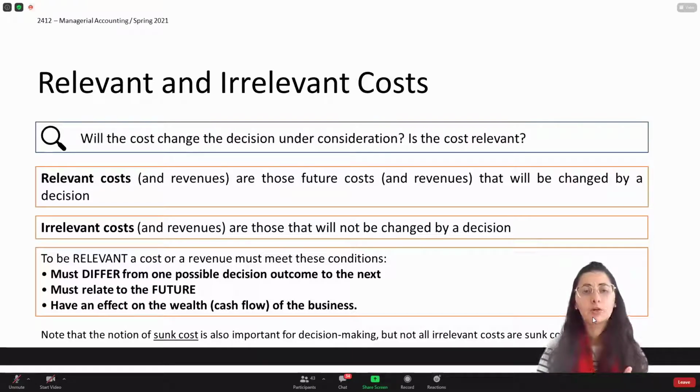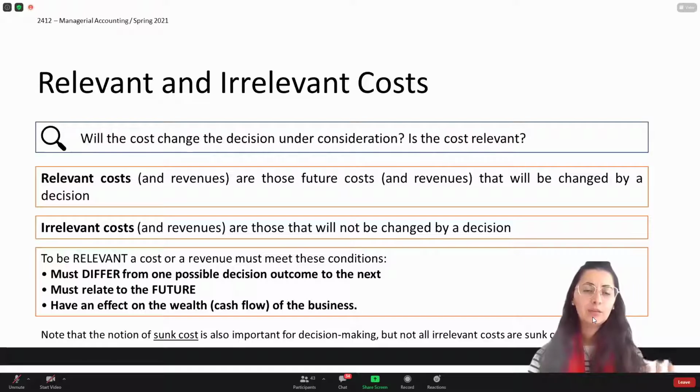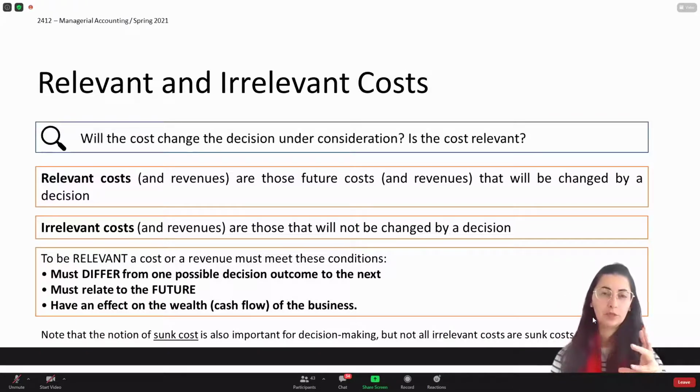So relevant costs are those future costs and revenues that will be changed by a decision. And irrelevant costs are those that will not be changed by a decision. To be a relevant cost, it needs to follow three conditions. First, it must differ from one possible decision outcome to the next.